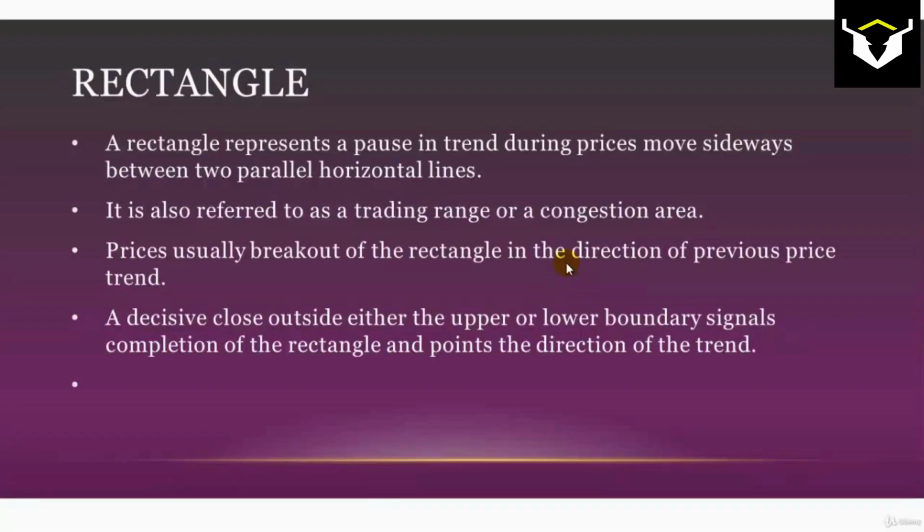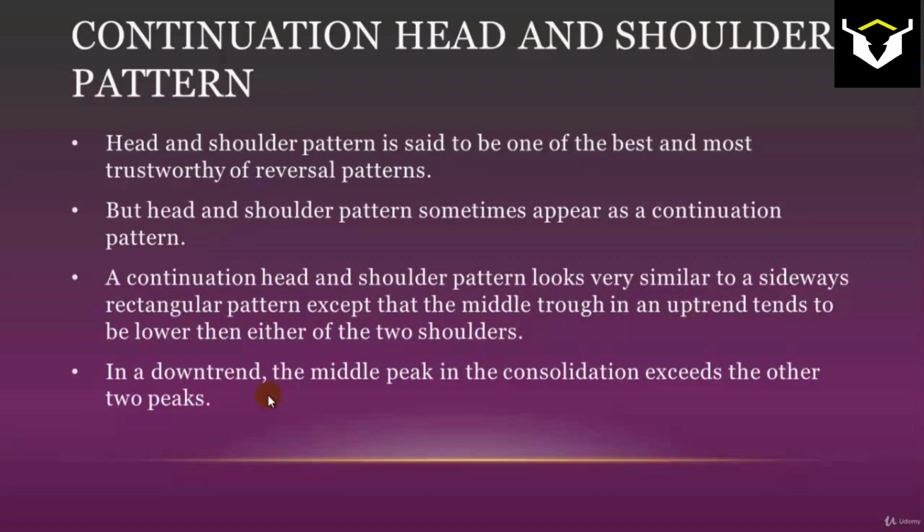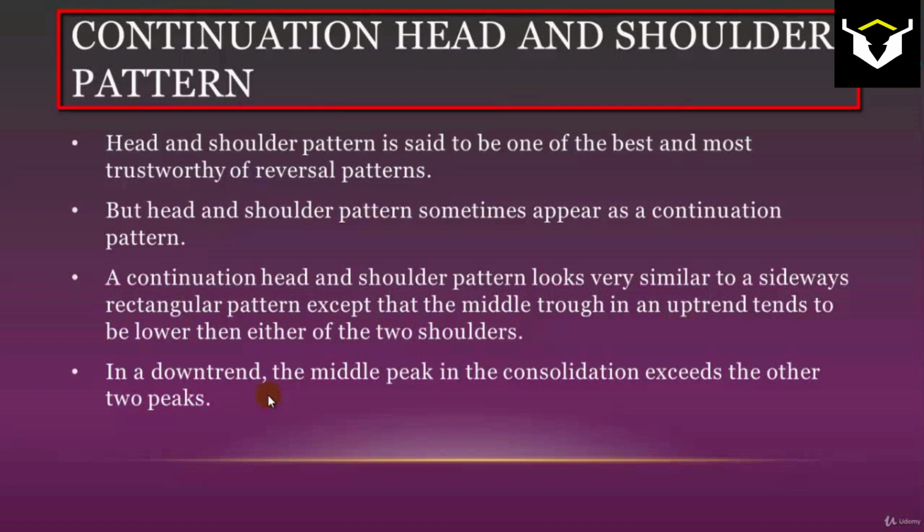So a rectangle represents a pause in trend during price moves. During a rectangle, prices move sideways within horizontal parallel lines. This rectangle is also known as a congestion area or a trading range. Prices usually break out of the rectangle in the direction of the previous trend, as we saw in the chart, and a decisive close outside either the upper or lower boundary signals completion of the rectangle. Our next and last price pattern in our series of continuation patterns is the continuation head and shoulders pattern.